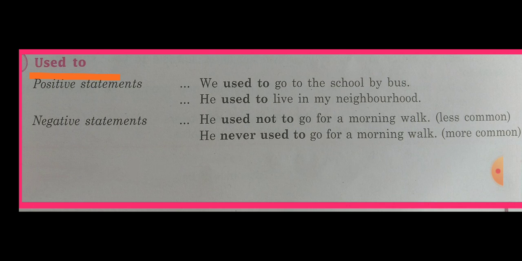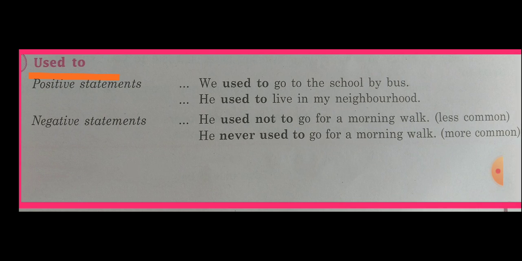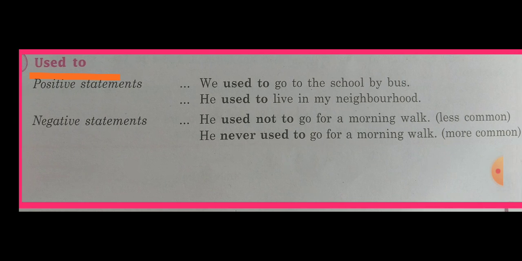Now, used to. Used to is also an auxiliary verb which is used in a sentence as a helping verb. Positive statements: we used to go to the school by bus. So here used to is used in any sentence to show the past habit, and it is always used in simple past tense. In negative sentences we will add not. He used not to go for a morning walk. So here it is less common. More commonly we say, he never used to go for a morning walk. In place of not we will use never. So this is the use of auxiliary verb used to in simple past tense.